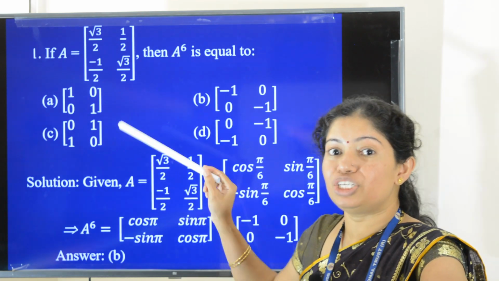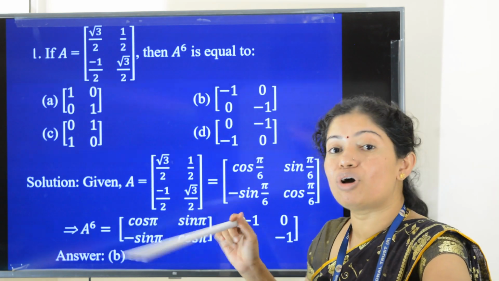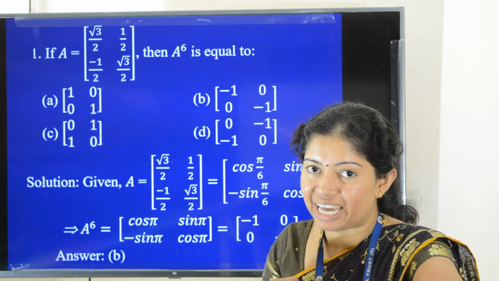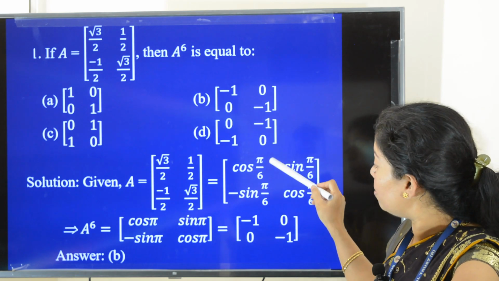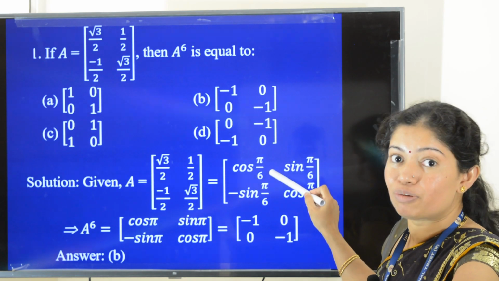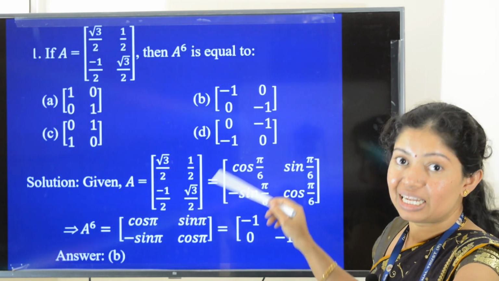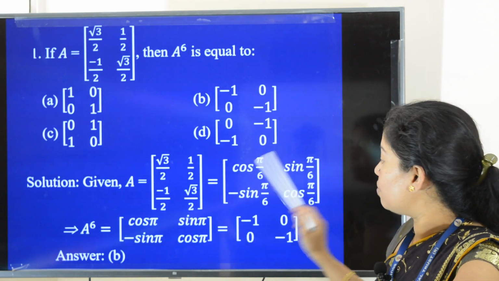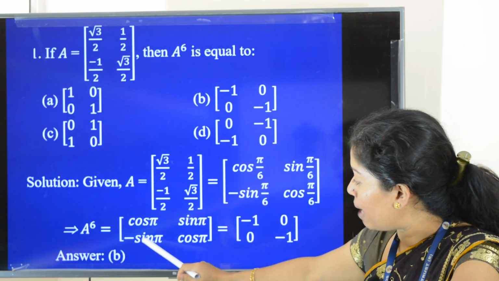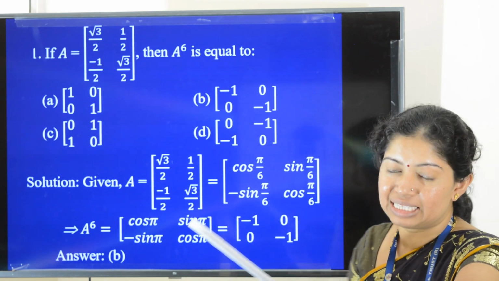how to find A to the power 6? You need to multiply the angles of those trigonometric functions by 6. So let us multiply the angles by 6. So it will become what? Pi by 6 into 6. If you multiply by 6 you can cancel, then it will become cos pi. Similarly, this will become sin pi, this one minus sin pi, and this cos pi.